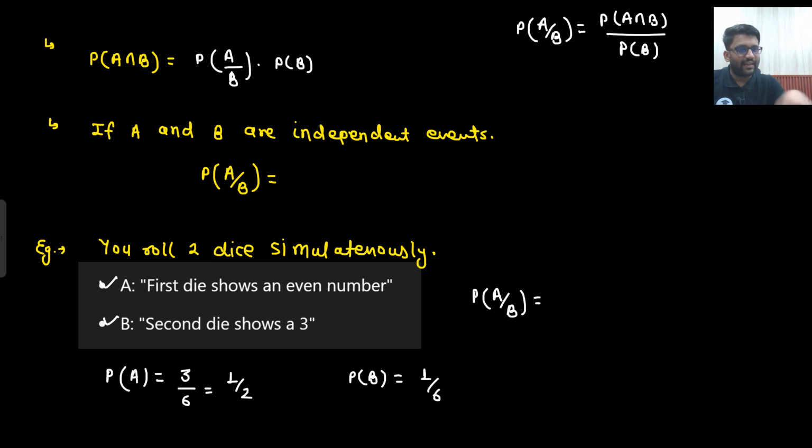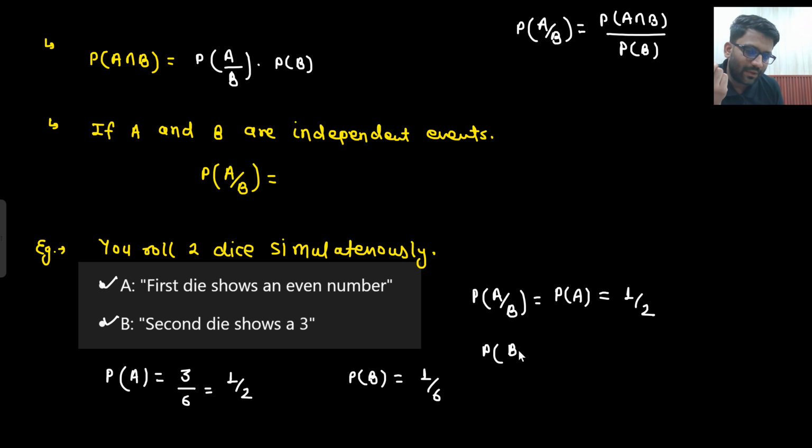So on the second die 3 has come. Event B has already occurred. Now what is the probability that on the first die an even number would come? Does that depend on B? No, right? On the second die, if you are getting a 3, you are getting it. On the first die, the number would be even or odd, it would be 1, 2, 3. Does it depend on the second die? No, it doesn't. So that would be equal to P(A) only. And that would be equal to 1 by 2.